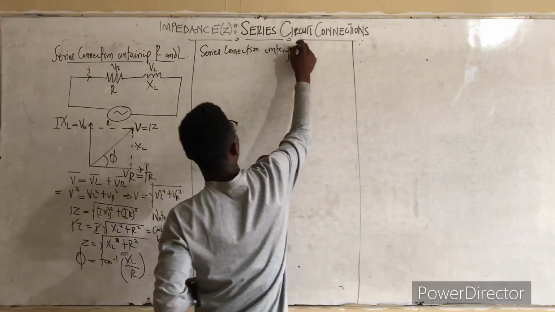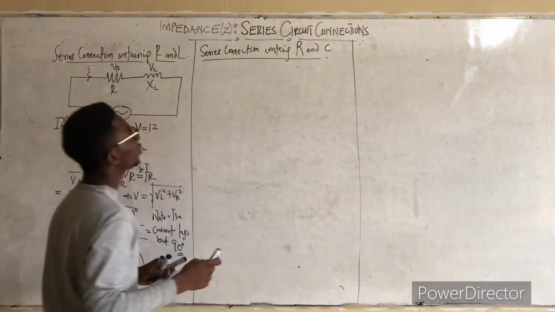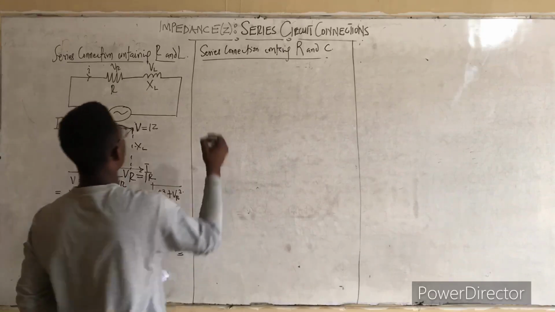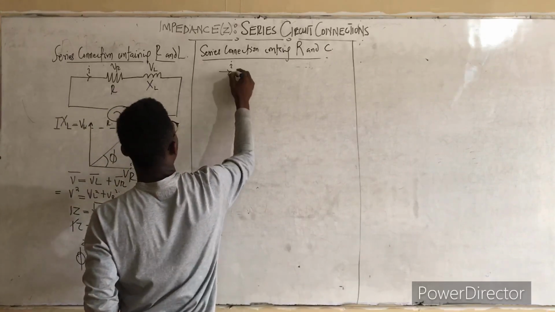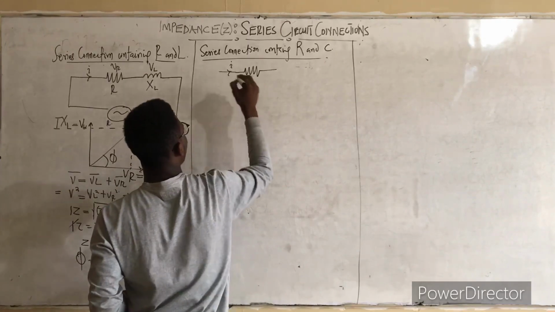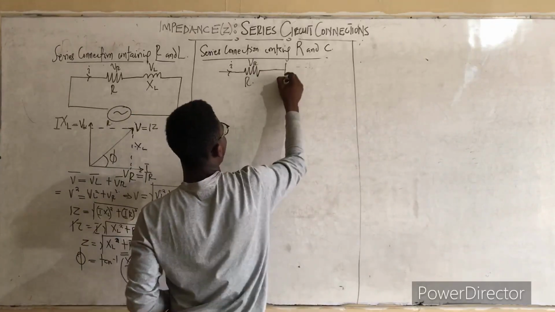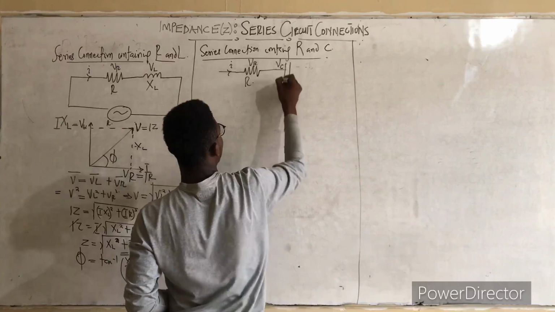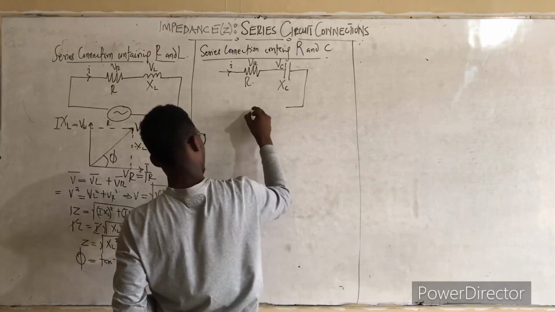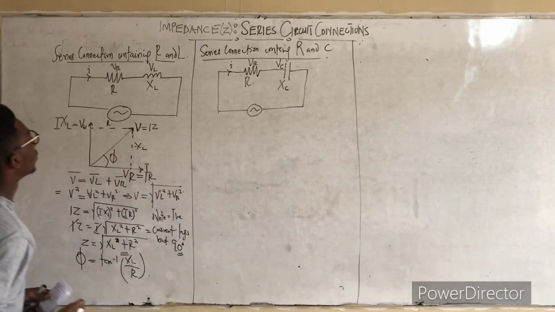Containing a resistor and a capacitor. So you want to see the series connection containing a resistor and a capacitor. So now you have the current I, which is coming. This is our resistor with reactance and the voltage across, which is VR. And this is our capacitor with a voltage VC and our capacitive reactance, our voltage source. Okay. So now we have this.